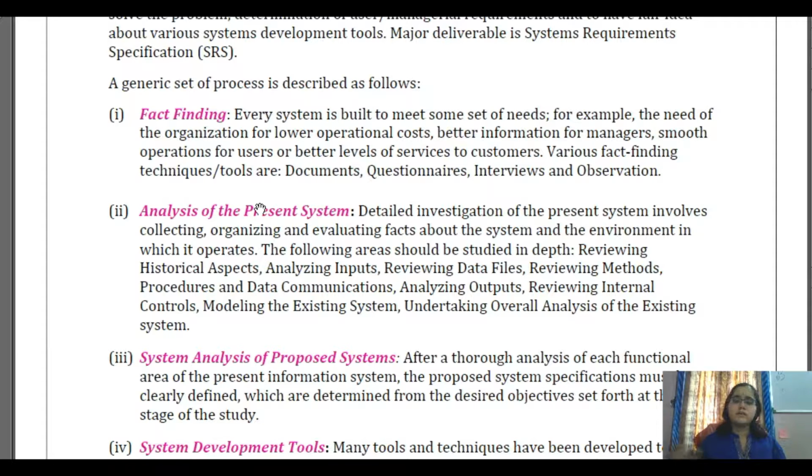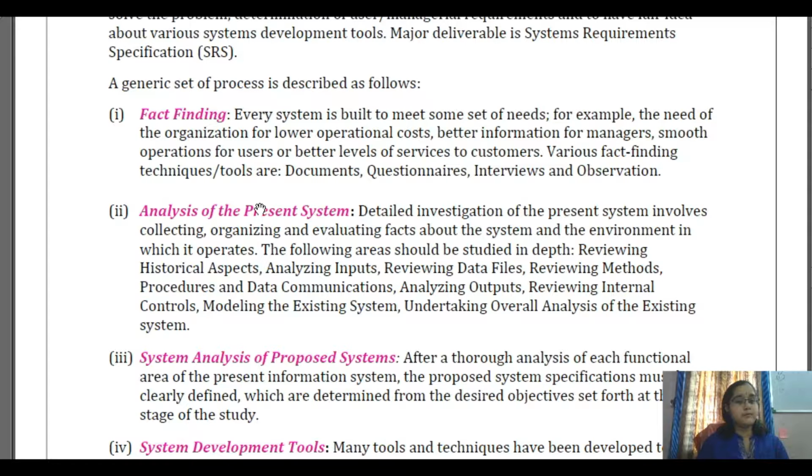First thing in the analysis of the present system is reviewing the historical aspect, meaning the history of the company: how the organization was started, how it has developed, and what major milestones it achieved. This will give an idea of which phase or level the organization is currently in.